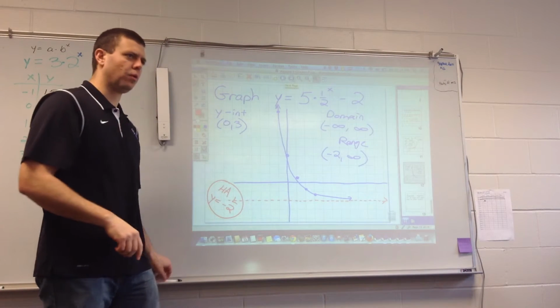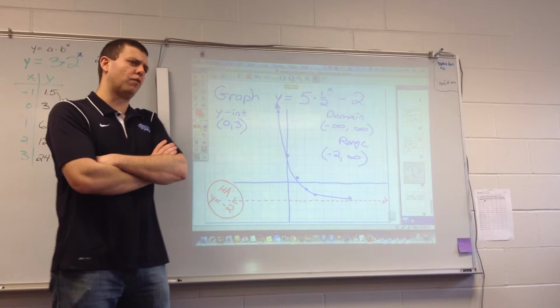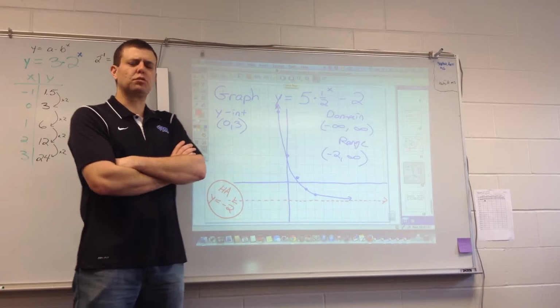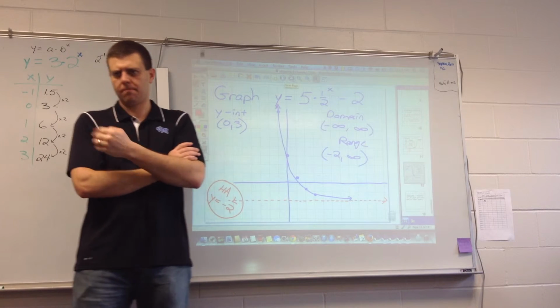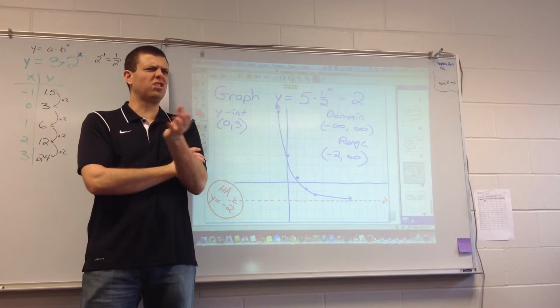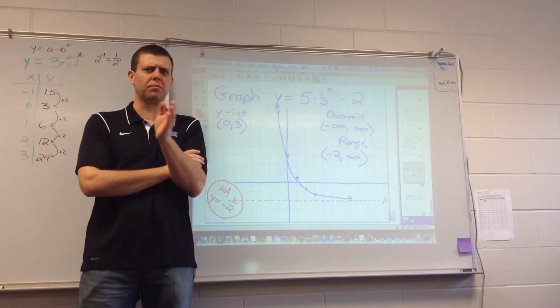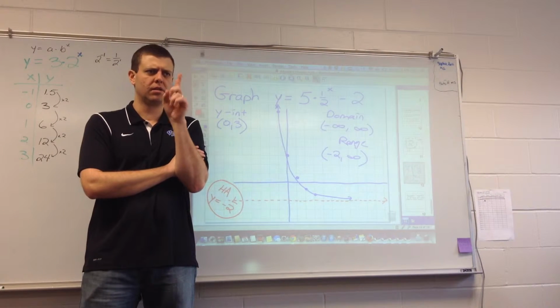Check out this one. What number are we multiplying by over and over and over again? 1/2. What's happening? It's getting smaller. So where's the cutoff? When do the numbers get bigger when you're multiplying? When do numbers get smaller when you're multiplying?